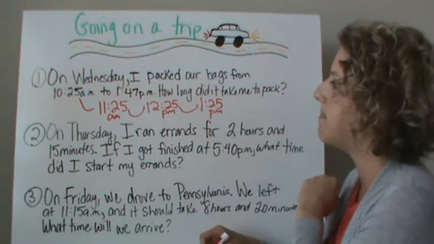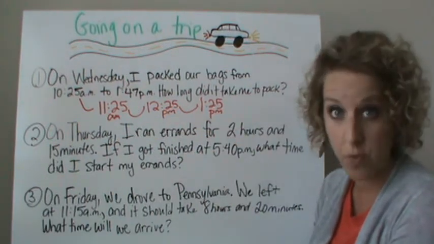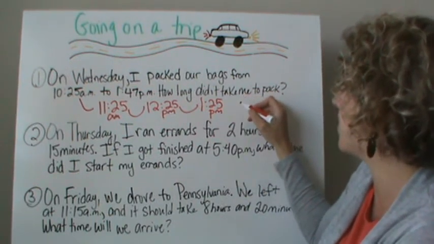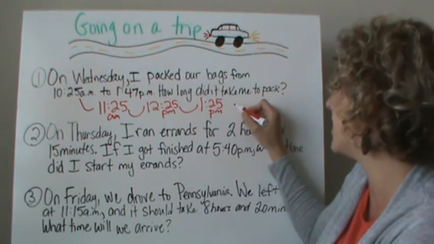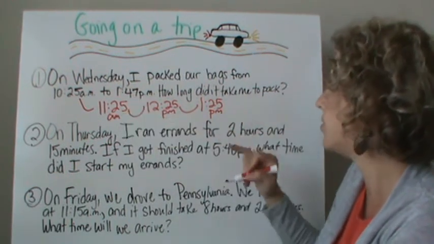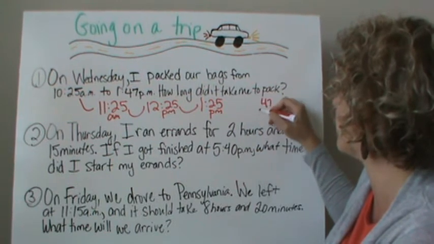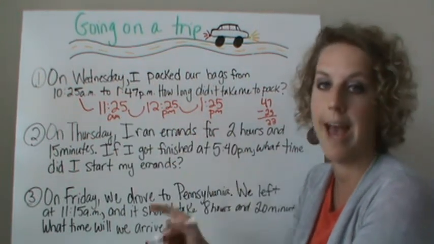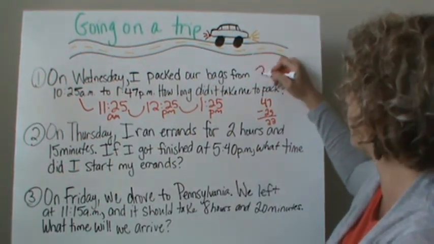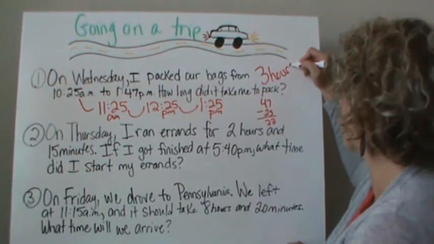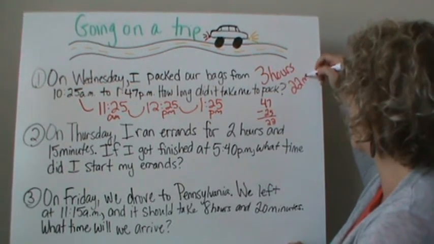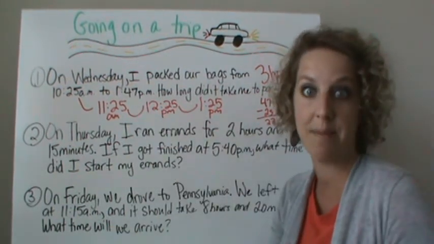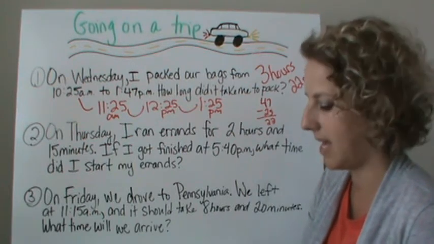Now we have to figure out how many minutes from 25 to 47. Okay, 25 to 47, we know that 25, 35, 45, that's 20, and then 2, 22 minutes. Or you could do 47 minus 25, which is 22. So we have 3 hours and 22 minutes elapsed from the time that I started packing to the time I finished packing. Whew, that's a lot of packing.